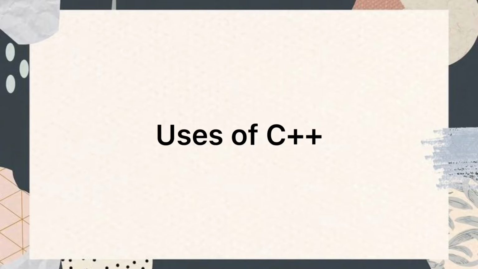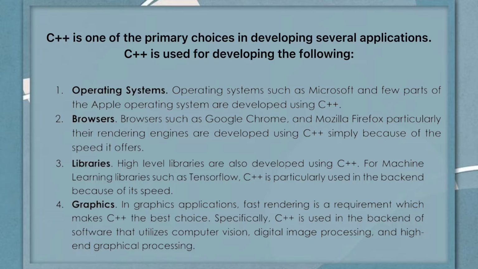Uses of C++. C++ is one of the primary choices in developing several applications. C++ is used for developing the following. Operating systems. An operating system is system software that manages computer hardware, software resources, and provides common services for computer programs. Browsers. A browser is an application program that provides a way to look at and interact with all the information on the World Wide Web, such as Google Chrome and Firefox.